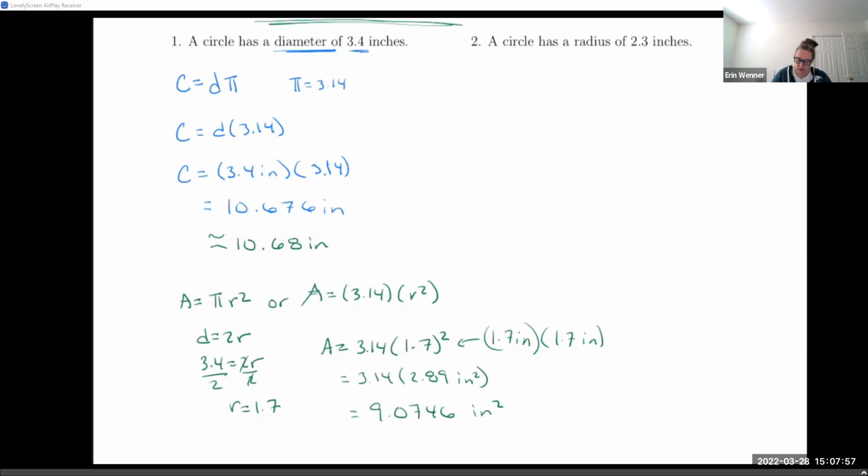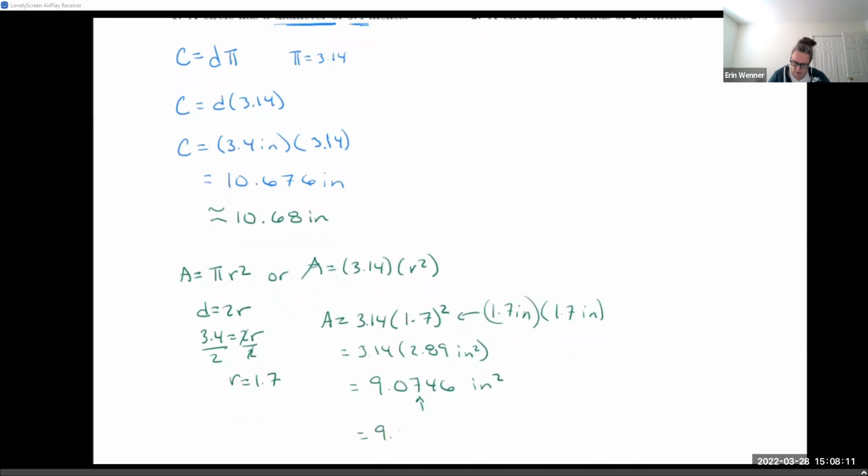So then we need to round to the nearest hundredth. The 7 is in the hundredths position. We're looking at that 4 to determine what we do with the 7. The 4 is less than 5, so the 7 stays the same. So we end up with 9.07 inches squared as our final answer.